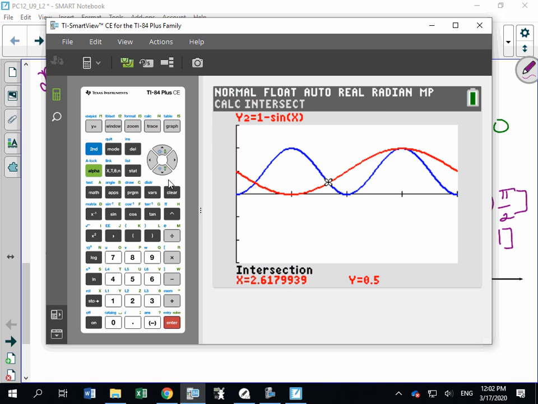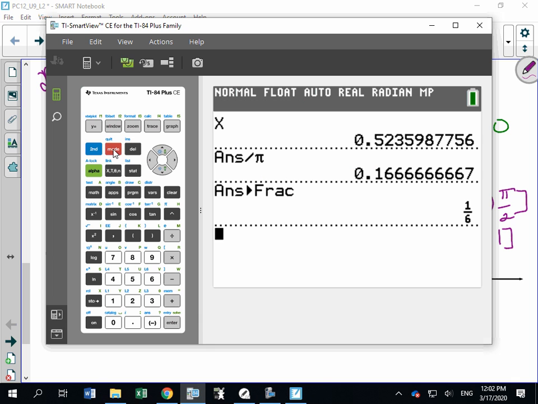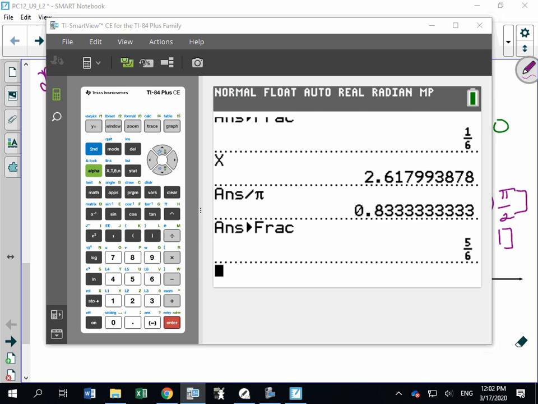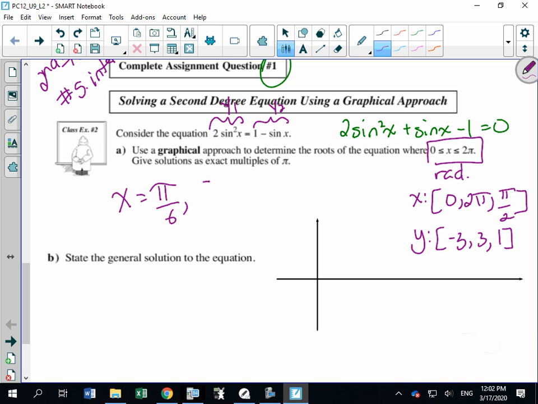multiples of pi. So get out of this window and get your x value, divide it by pi, and then math one fraction. So that second solution is 5 pi over 6. Click pause for a minute and get that third solution. And that third solution, when you get it, is 3 pi over 2. So make sure that you guys are getting that.